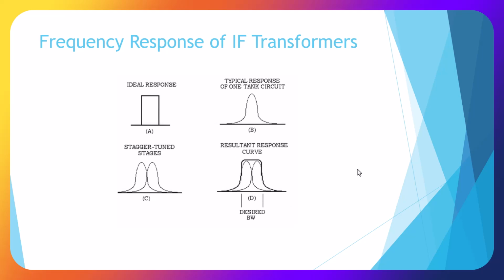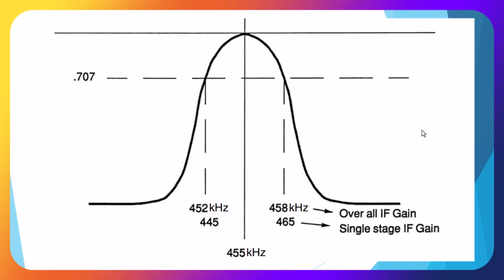Here we show the frequency response of the IF transformers. We have the ideal response, typical response of one tank circuit, stagger tuned stages, and the resultant response curve and the desired bandwidth. Here's an actual curve of our IF, and we're showing the 455 kilohertz center and our bandwidth here.